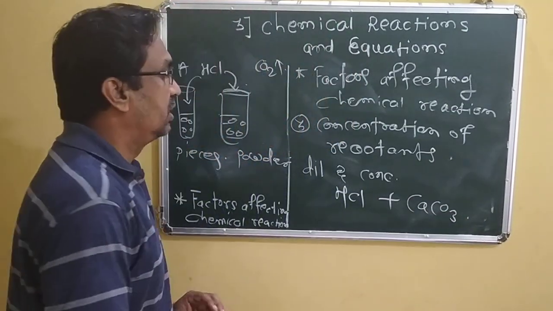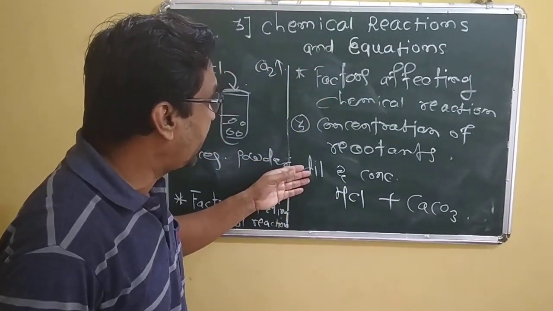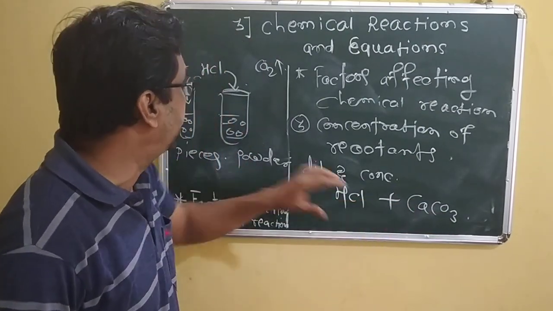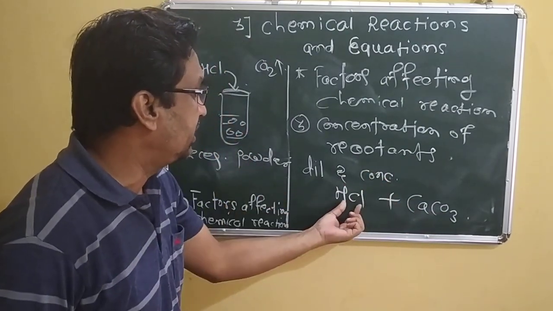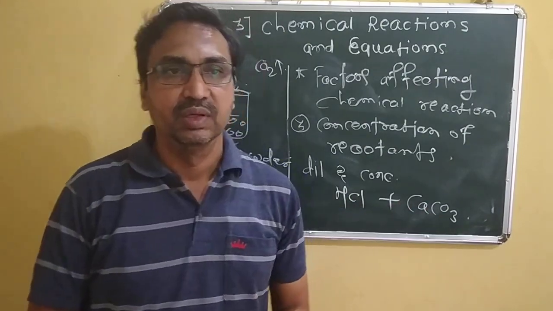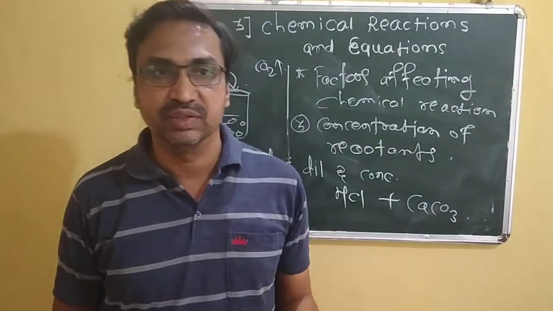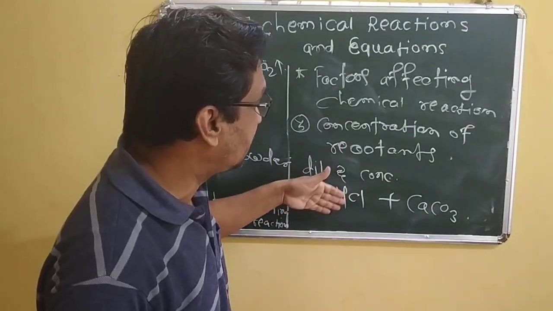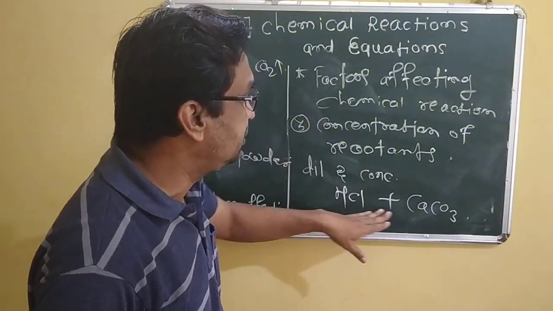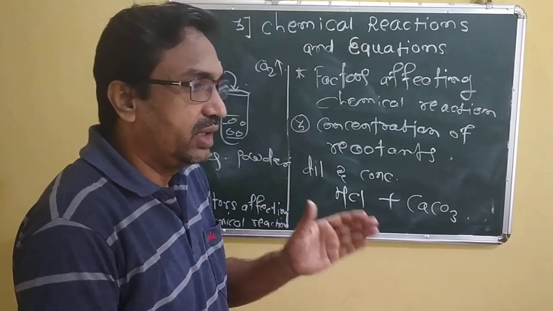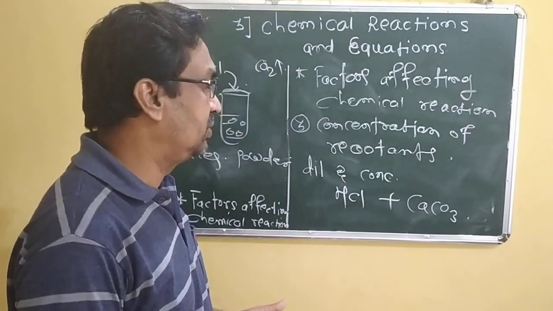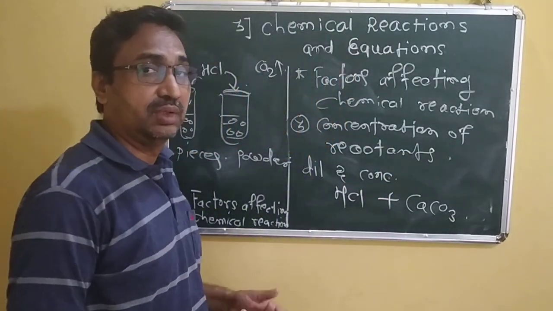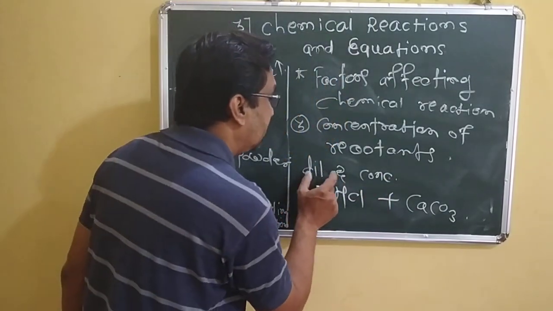First, we take dilute HCl with the calcium carbonate, and in the second test we take the concentrated HCl and calcium carbonate. The reaction is more rapid, much faster, and takes a very short time. The concentrated hydrochloric acid reacts with calcium carbonate within a few minutes, and the reaction takes place faster than with the dilute HCl.